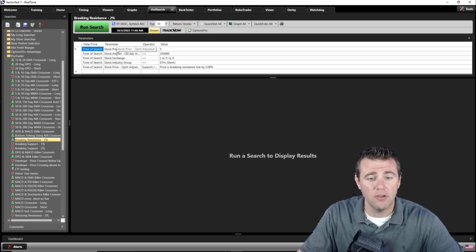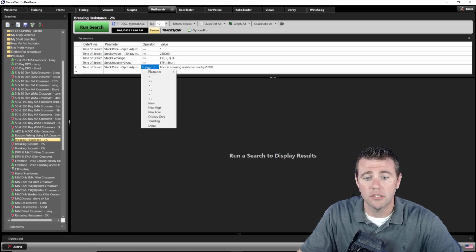Getting into the parameters though, stock price has to be greater than or equal to at least $5. The 50-day moving average of volume has to be greater than 250,000. Stock cannot be an index, pink sheet, or penny stock. No contra ETFs, and stock price split adjusted. Let's go ahead and take a look.